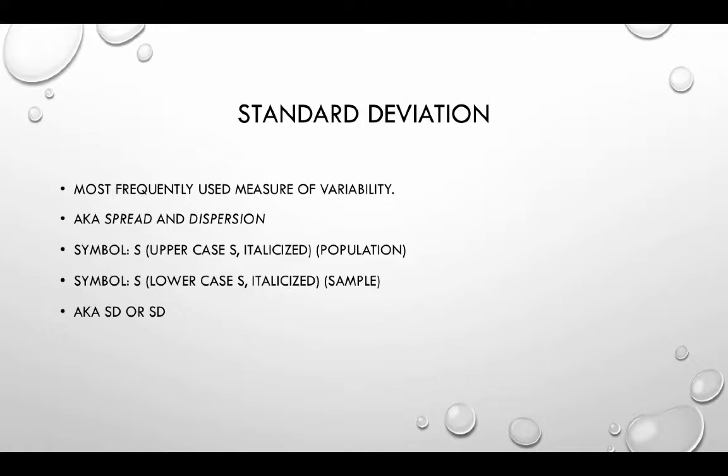So in Section 10, we talked about variability and what it is. Make sure you understand what it is going into Section 11 and standard deviation. The standard deviation is the most frequently used measure of variability. It's also known as the spread or dispersion, and the symbols are an uppercase italicized S, which is for the population, so the standard deviation of a population, and a lowercase italicized s, which is standard deviation for the sample. You'll also see it as SD or an italicized SD.